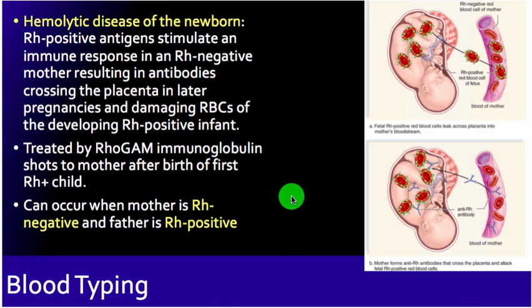When does this occur? Well, the mother must be Rh negative to form those antibodies to the Rh positive blood. And of course, in order to have a child who is Rh positive, the father must be Rh positive to pass on those genes to the child.